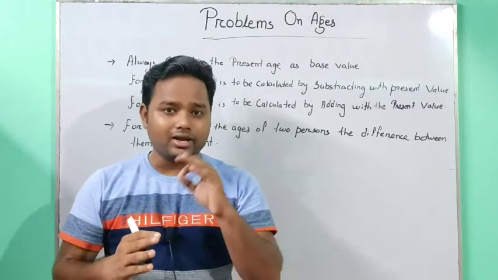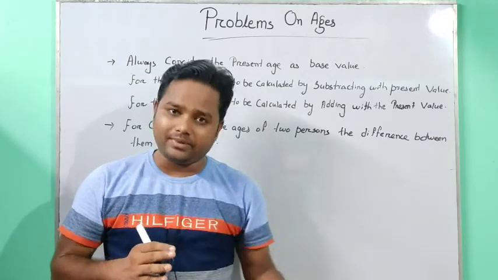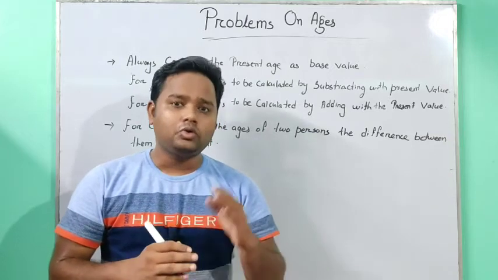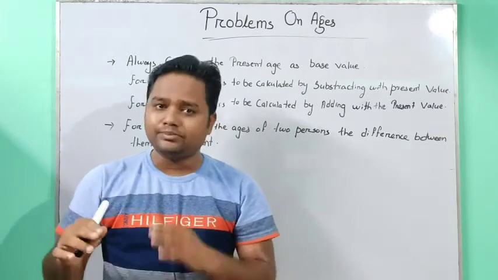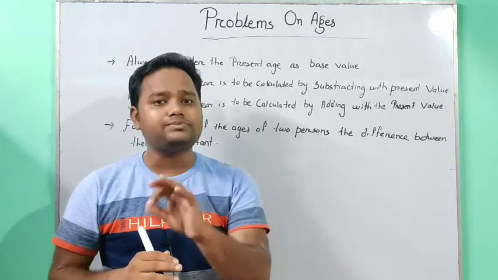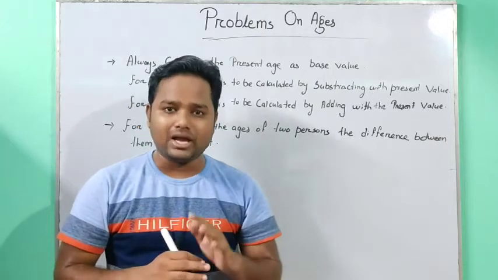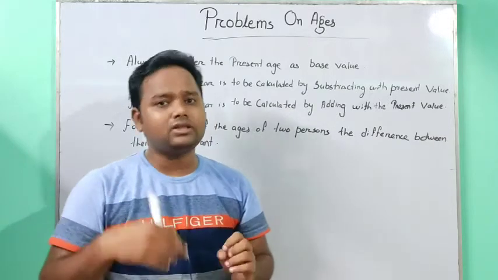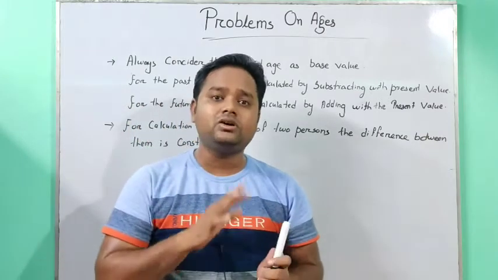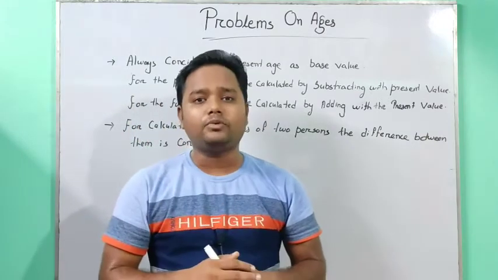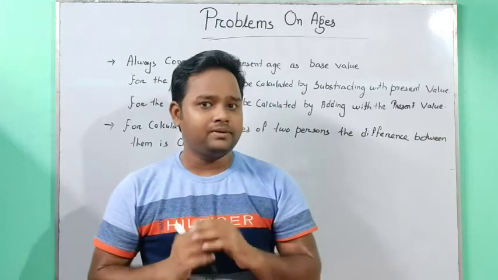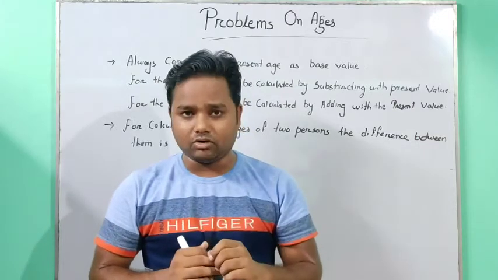That means if we are calculating the age before 5 years, then the present age is x, minus 5 years, so x minus 5 will be the value 5 years ago. And if we are considering the future value, that means the age after 5 years, then we have to do x plus 5. So we have to keep this in our mind.